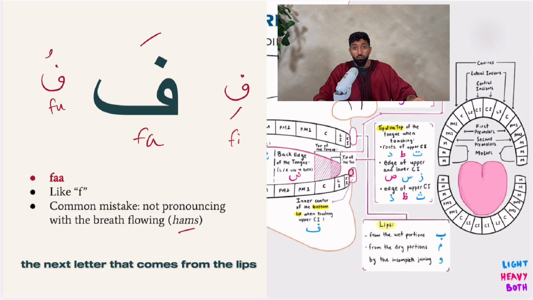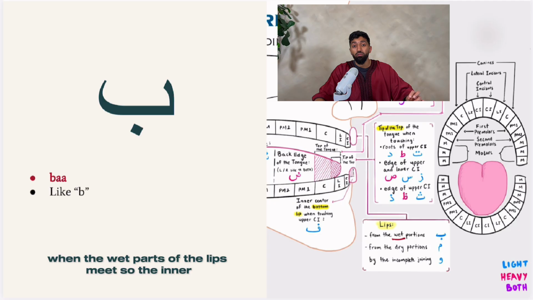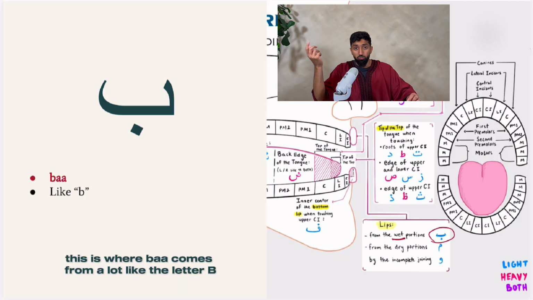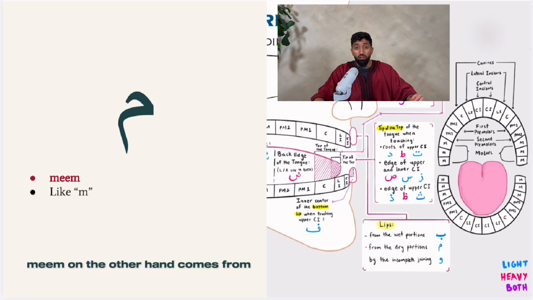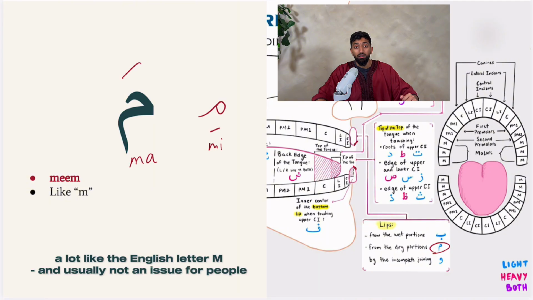The next letter that comes from the lips, and this is particularly when the wet parts of the lips meet, so the inner wet parts, this is where ba comes from. A lot like the letter B, but ba is simple. Ba fatha ba, ba kasra bi, ba dhamma bu. Mim, on the other hand, comes from the joining of the dry portions of the lips, the outer parts, mim. Mim fatha ma, mim kasra mi, mim dhamma mu. A lot like the English letter M, and usually not an issue for people.